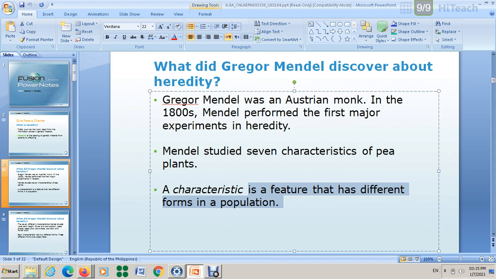He started to study these characteristics separately at the beginning. For example, if there is a plant that makes green or yellow seeds, he studied them alone. He put them alone in the garden separately, and he left them to self-pollinate, and he found all of them produced only yellow seed color.